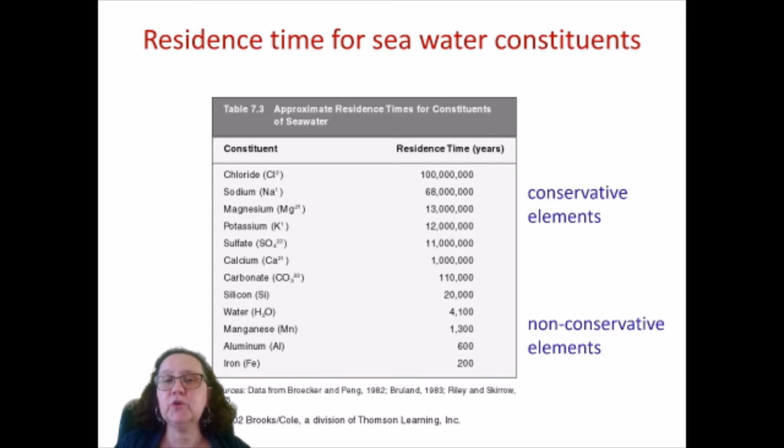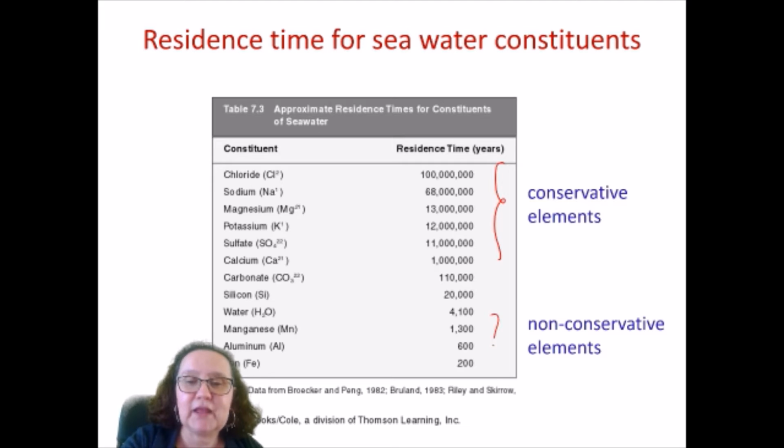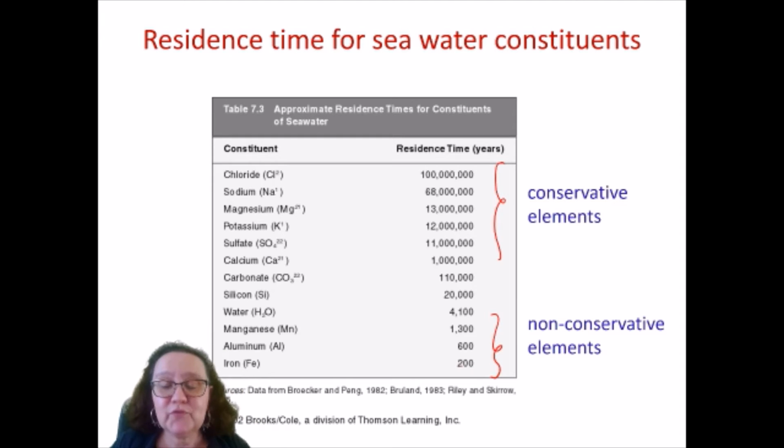As you will see, when we talk about faster and slower rates, we are talking about quite a large number of years. So you've got the conservative elements that spend hundreds of thousands or dozens of thousands of years in a water body, and the non-conservative elements which move in and out of the water body at a faster rate, but even so, considerably slow by human measurements, 200 years in the case of iron.